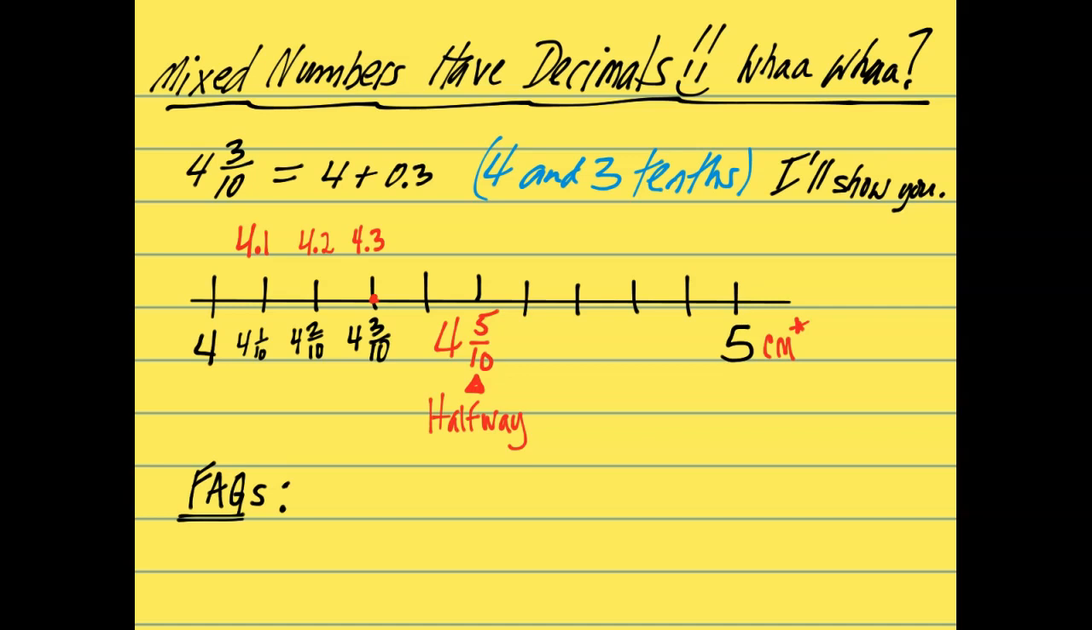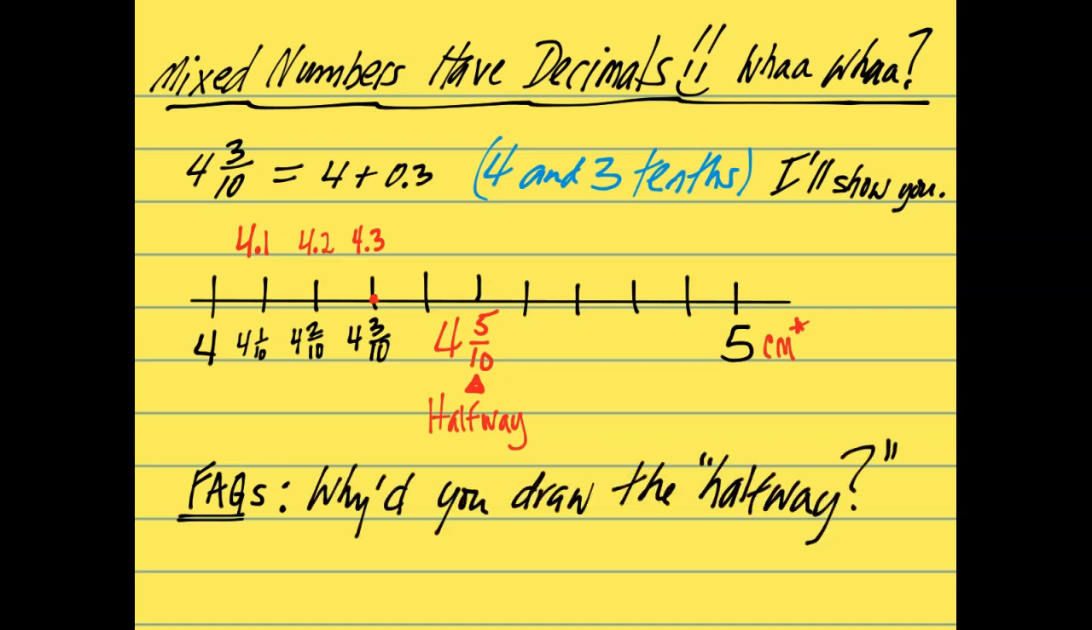FAQs, also known as frequently asked questions. First one: why do you draw the halfway? Well, I just told you. Actually, I didn't. It's just easier to estimate where 4 and 3 tenths is if I draw the 4 and the 5 and then the midpoint, and then I can split things up. In other words, when I'm drawing my number line, I'd like to make things as precise as I can. So I draw the whole numbers and then the halfway in between distance. That way I only have to split the difference in the halfways, and that makes it easier for me.